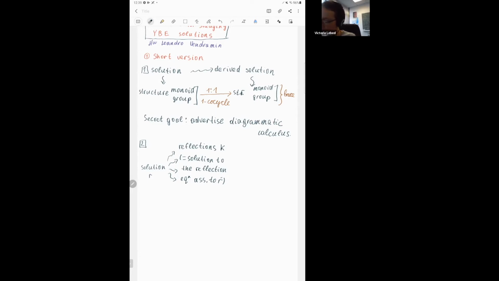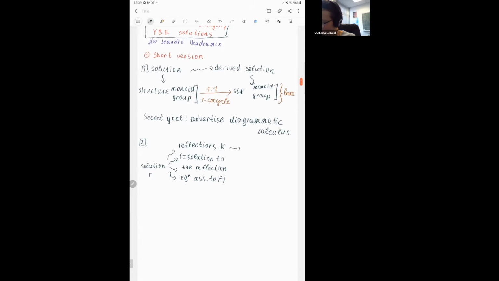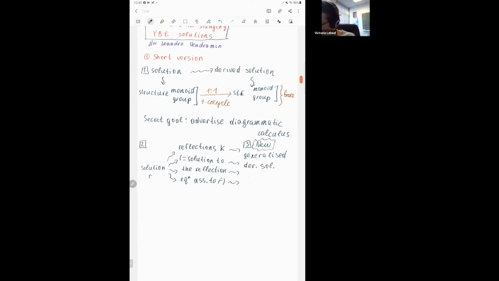And here we completely change the perspective and do a rather strange thing. So this will be the third part of my talk, and this is the new part, the new thing. For every reflection, I will construct what I call a generalized derived solution, which I will denote by R_K.